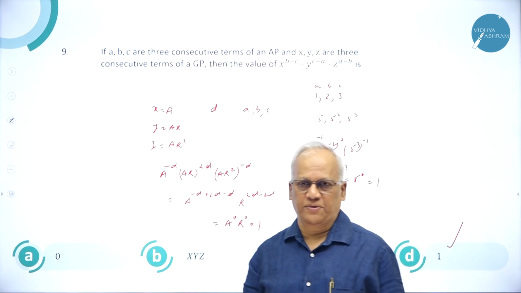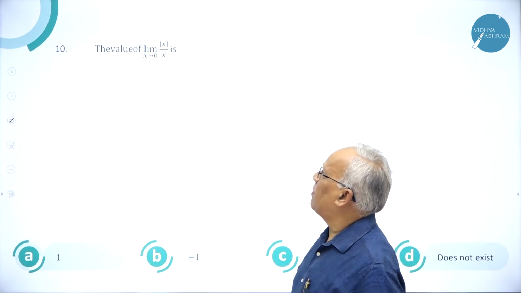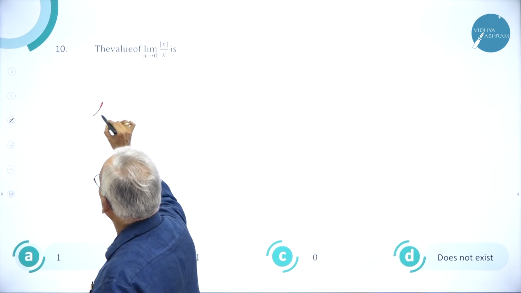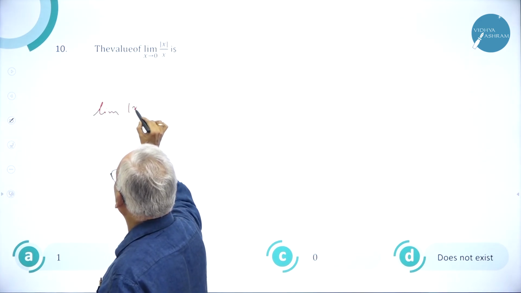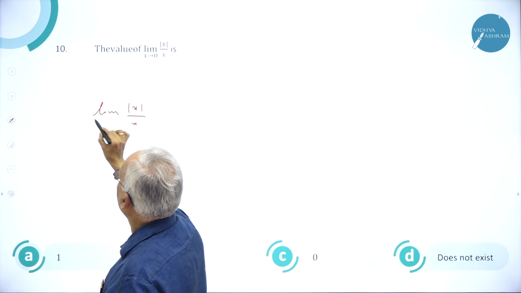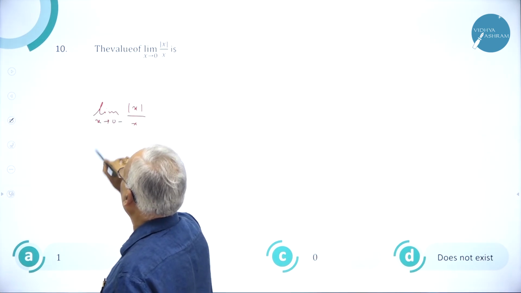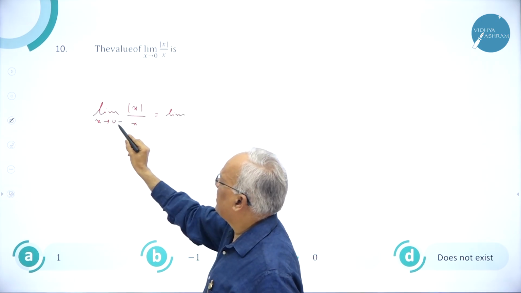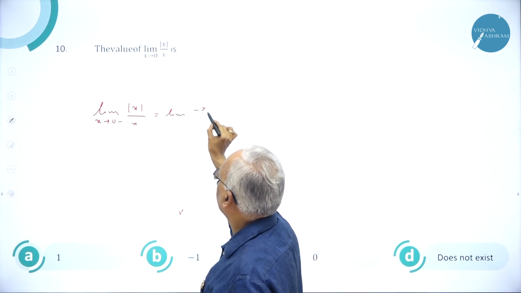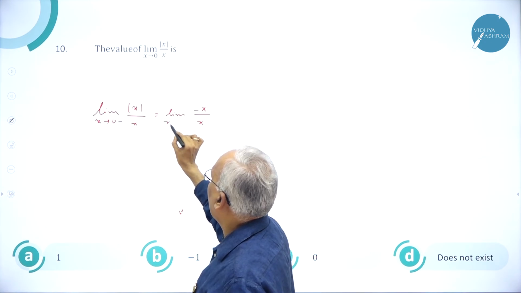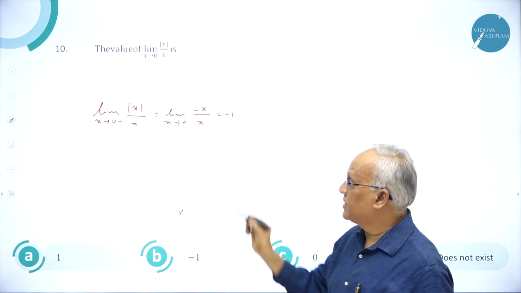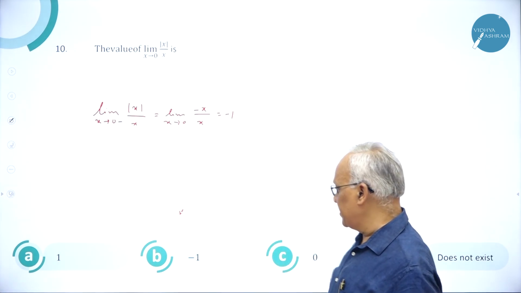So next question. The value of limit mod x by x as x tends to 0. Suppose you take a left hand limit, x tends to 0 minus. This is equal to the limit of, when x is negative, mod x is replaced by minus x, divided by x as x tends to 0, which is equal to minus 1. In case they ask the left hand limit, then minus 1 is the answer.